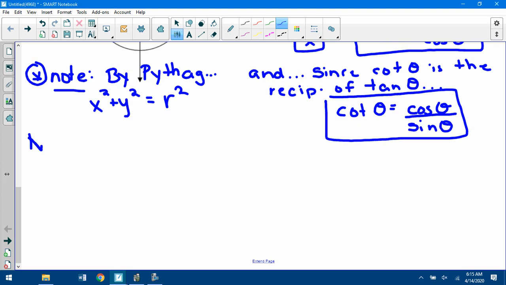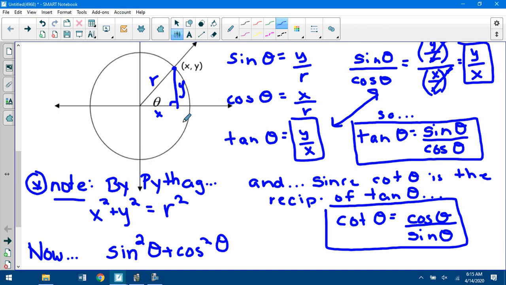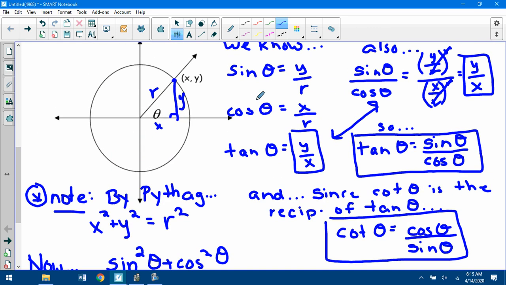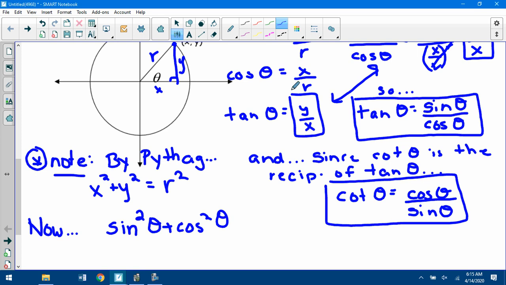Now let me show you something else. Let's say I wanted to evaluate sine squared theta plus cosine squared theta. Again, this is for any angle theta. I'm really just using that picture. We've already said sine theta is y over r, and cosine of theta is x over r.